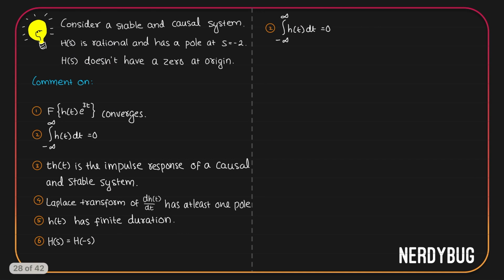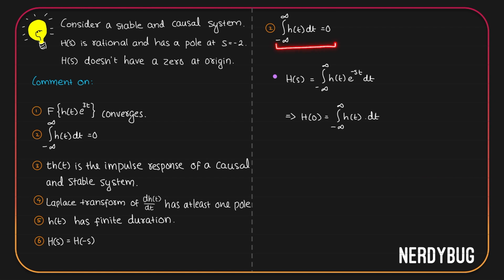Let us take the next statement. Integral from minus infinity to infinity, h of t dt is equal to 0. We know Laplace transform of the impulse response h of s is defined like this: integral from minus infinity to infinity, h of t e raised to minus st dt. If I give s equal to 0, I will get h of 0. It is going to be integral from minus infinity to infinity h of t, e raised to minus st will become e raised to 0, which is 1. So dt. This is exactly what we have over here.